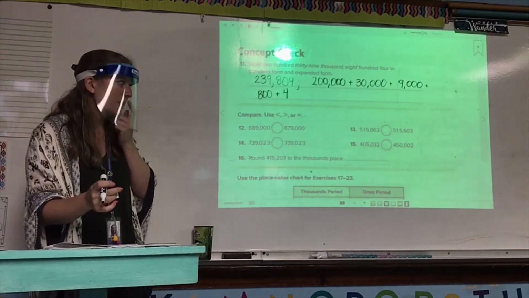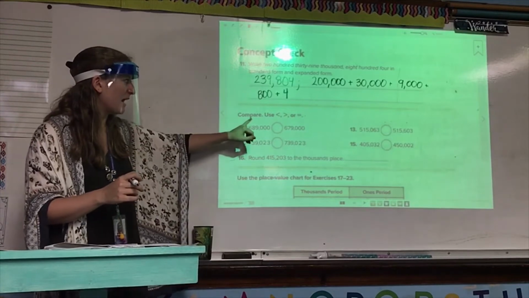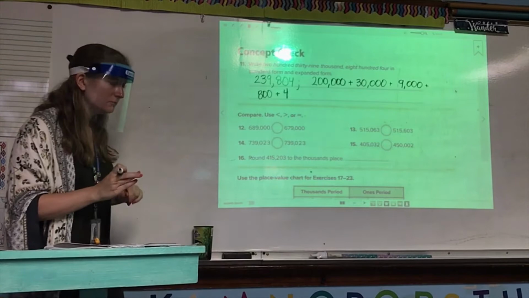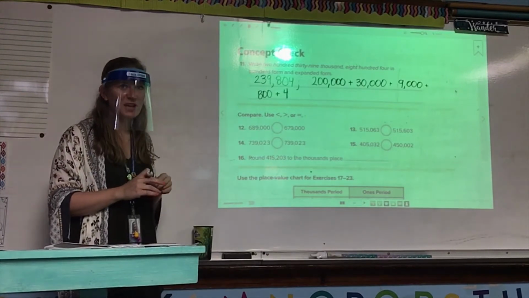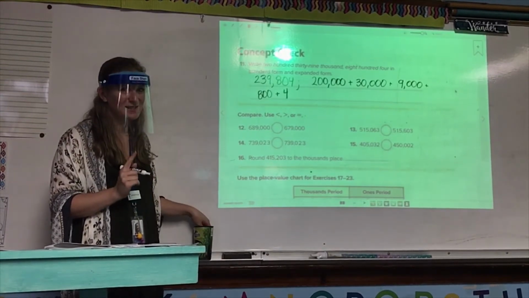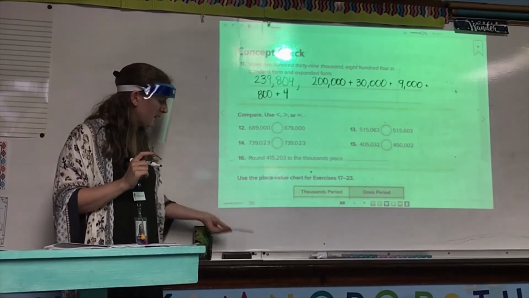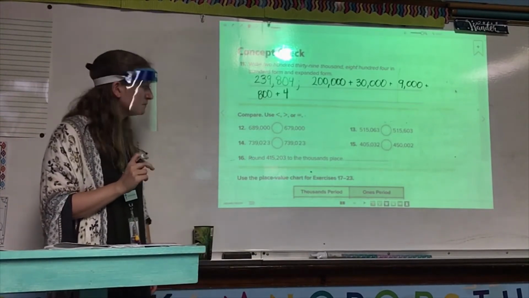Okay, the directions for numbers 12 through 15 say compare. Use less than, greater than, or equal to. Now when we do this, we're going to do it without a place value chart because on your test, you're not going to be able to use a place value chart. So, Zari, you're going to help me.